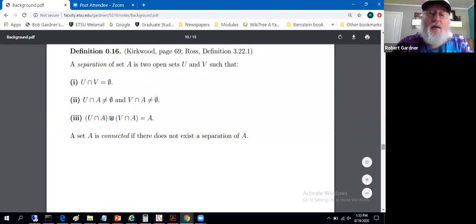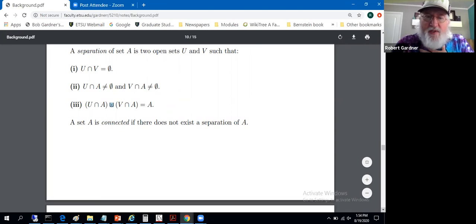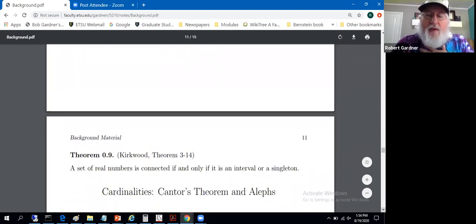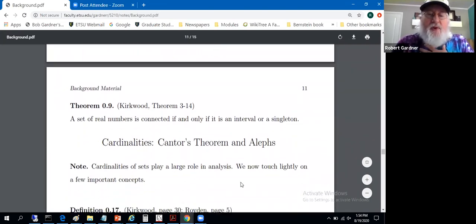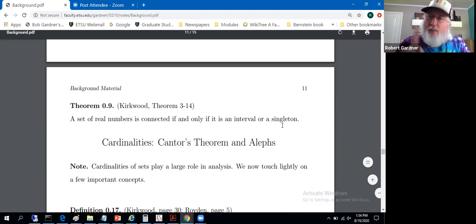By the way, this holds in any topological space. Anywhere I can talk about open sets, we could talk about this kind of stuff. Our program is to apply this stuff to the sets of real numbers. You know what a connected set of real numbers looks like? No surprise, it's an interval. Or a singleton, a single point.